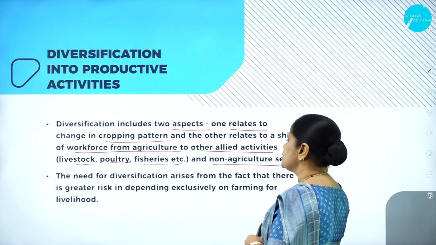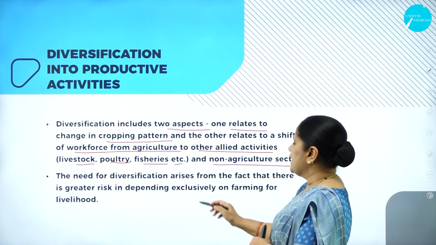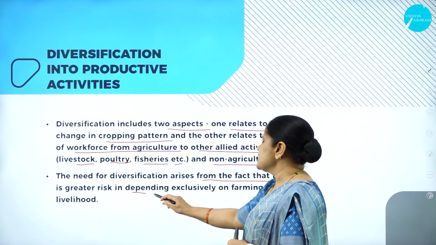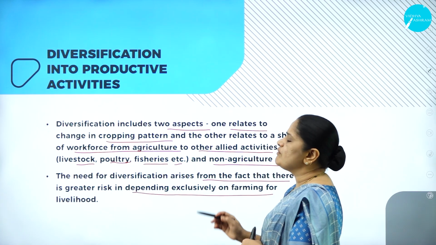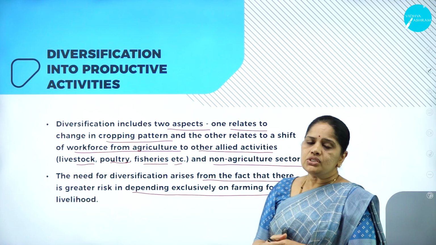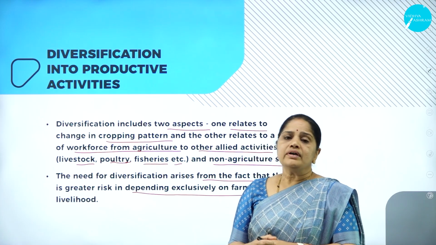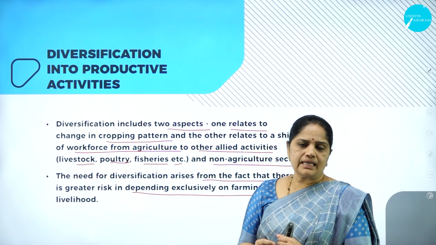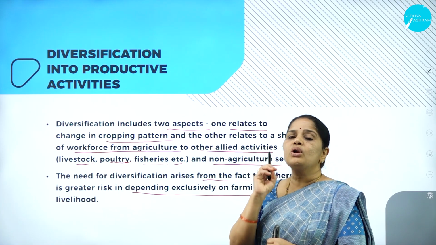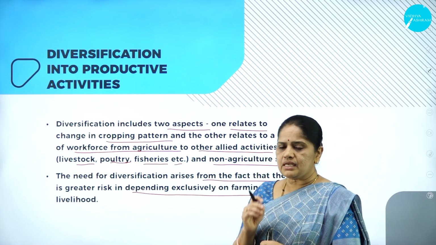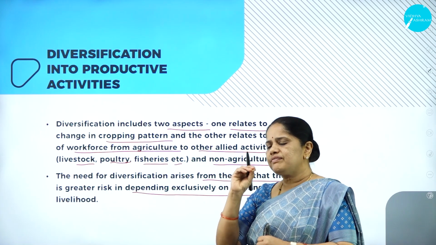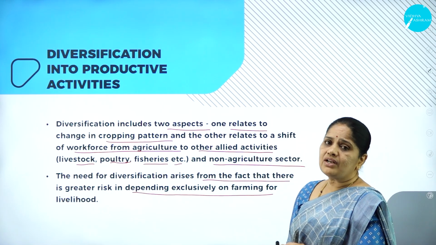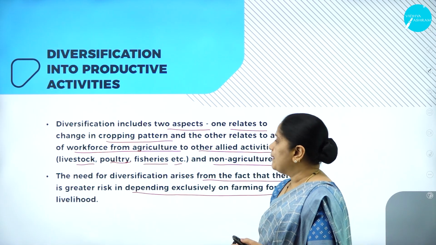and the non-agricultural sector. The need for diversification arises from the fact that there is a greater risk in depending exclusively on farming for livelihood. So, why do they have this diversification into other sectors? First thing is, if you are dependent on only one source of income for your livelihood, if the farmer is dependent only on farming, then that will not work out well for the farmer.